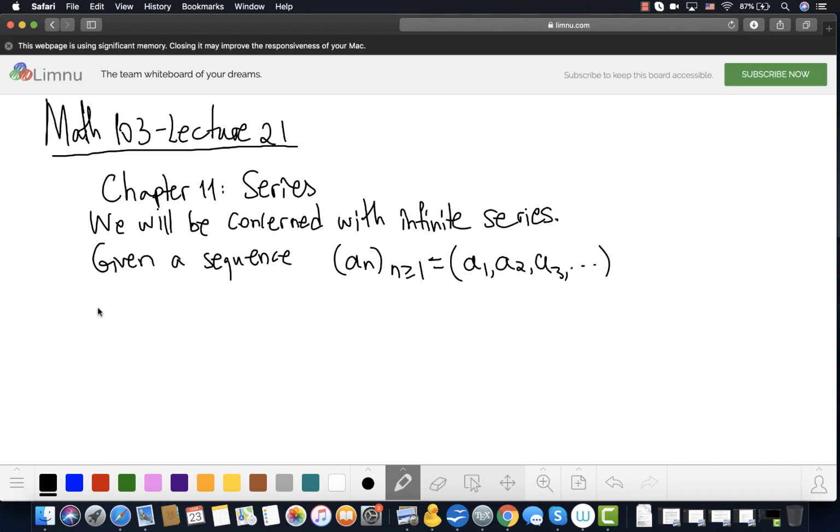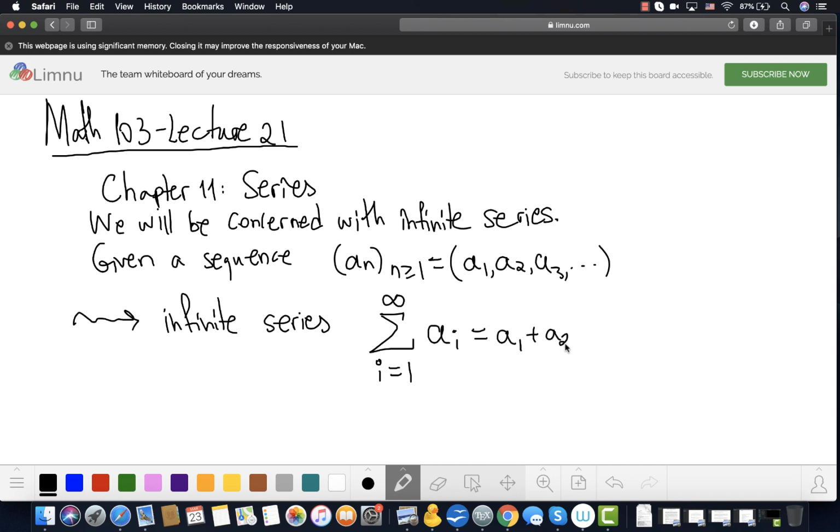So in this way, we end up getting an infinite series, which formally looks like this. So i goes from 1 to infinity, a sub i. Because we already know what sigma notation is from chapter 1. So this just means a1 plus a2 plus a3 plus a4 and so on. So it goes forever. So we get a series which is infinite. So intuitively that's what it means, adding up all the terms of the sequence.